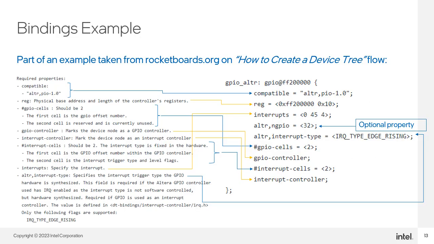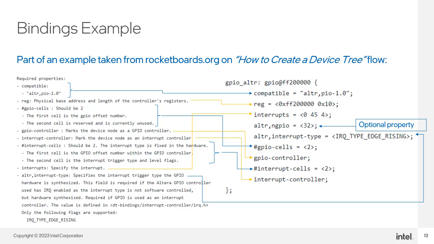This is a bindings example, which is part of an example taken from rocketboards.org on how to create a device tree. On the left, you can find the required properties described, each one of them, with all the requirements for the device tree entry on the right. It's a simple GPIO with all the properties being described as an entry in the device tree. On the left you can find the detail.